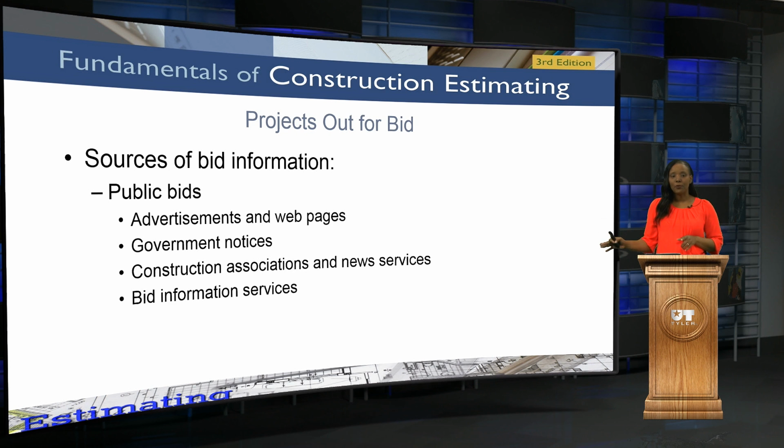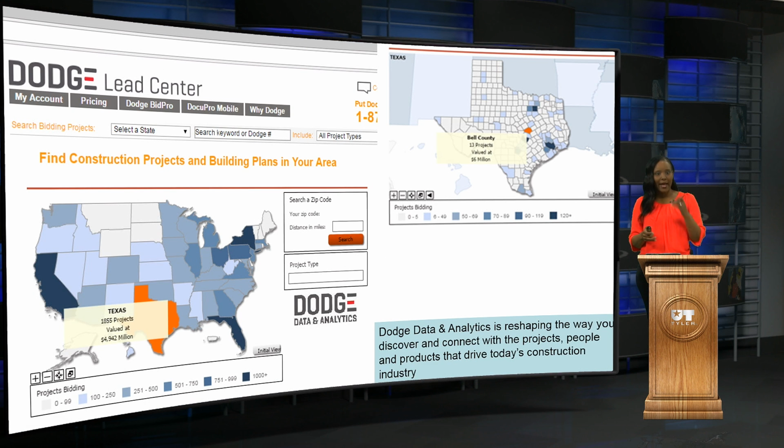So these are just some of the bulleted points that I pointed out. There'll be some sort of an advertisement, web pages, government notices, construction associations and news services, bid information services. So all of those are things that you could refer to in order to find out about bid information. I actually took the time to break out a Dodge report for you. This is something that you could find on the internet. And usually the way this is done is through subscription. There are a few things that you could do, though.